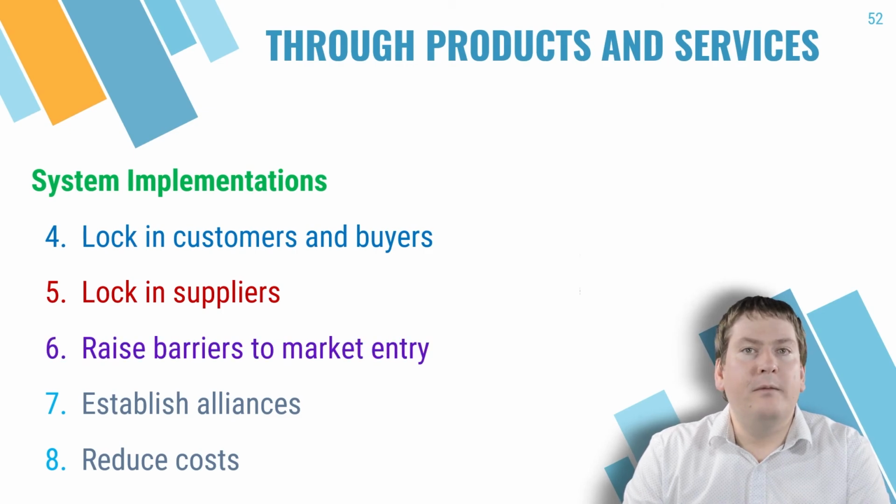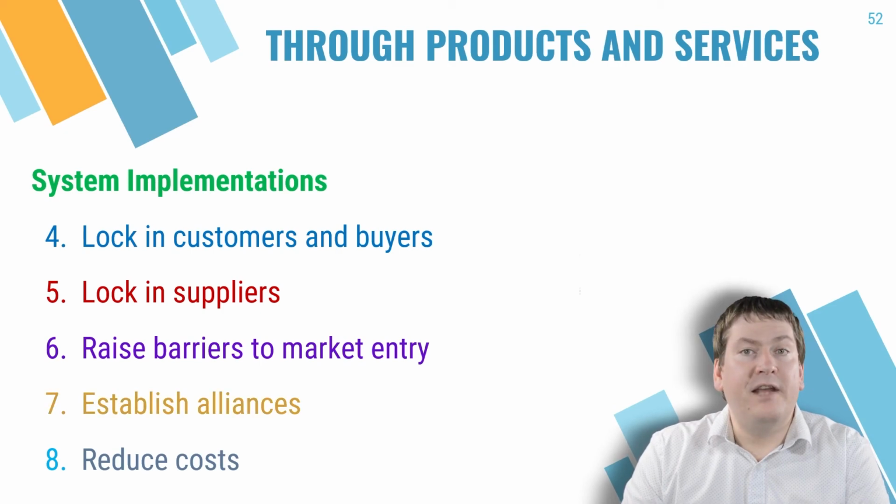Number 6 is creating barriers to market entry. This involves making it difficult or costly for new businesses to enter your space. This could be done through legal means like patents, or through having a significant investment in manufacturing equipment or IT that would be hard for a rival to reproduce without significant cost.